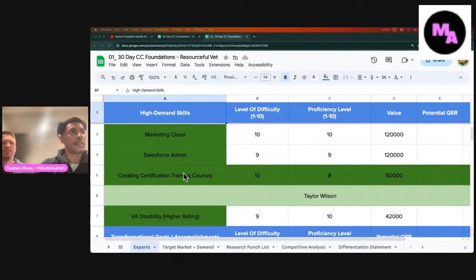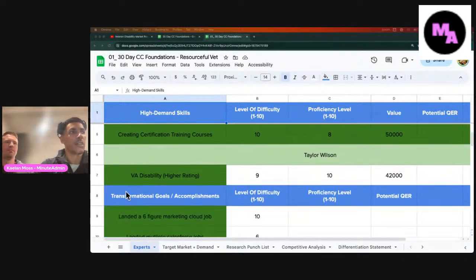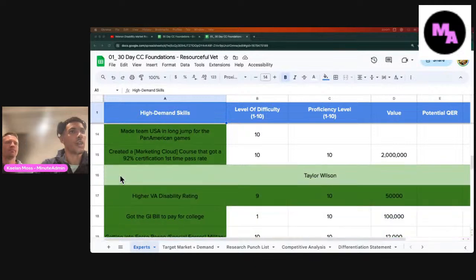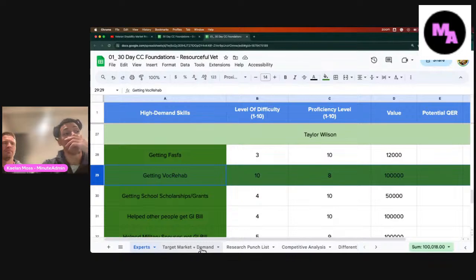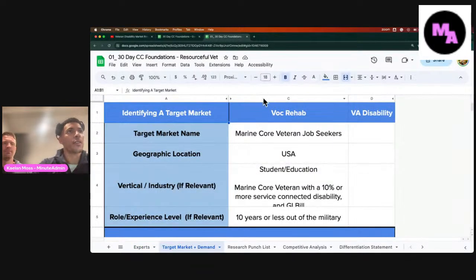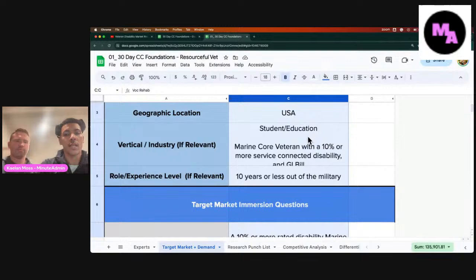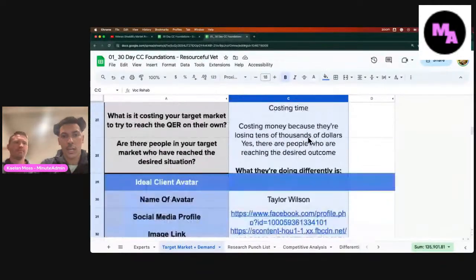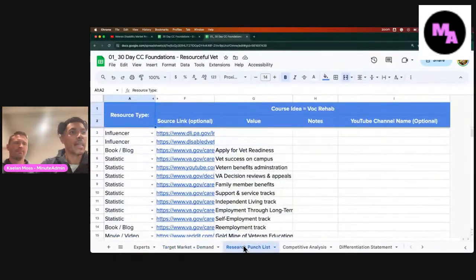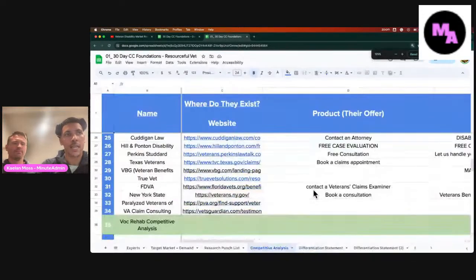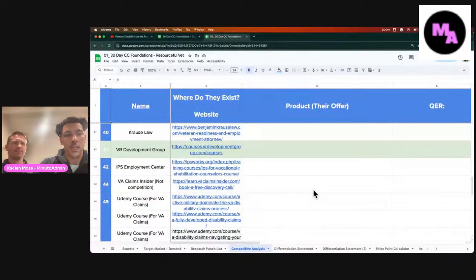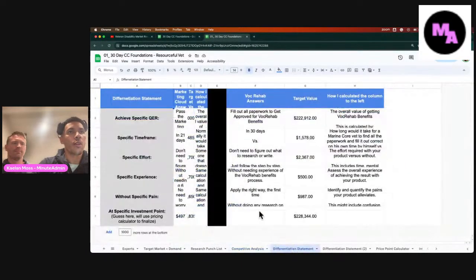Basically this, what you're an expert at, certification, that was for me. For you, we chose either higher VA disability rating or voc rehab. Now, we went through all this target market research and broke down exactly who you're going to be creating this voc rehab course for. Then we did our research punch list, our competitive analysis of who else is out there creating a voc rehab course, and nobody is.